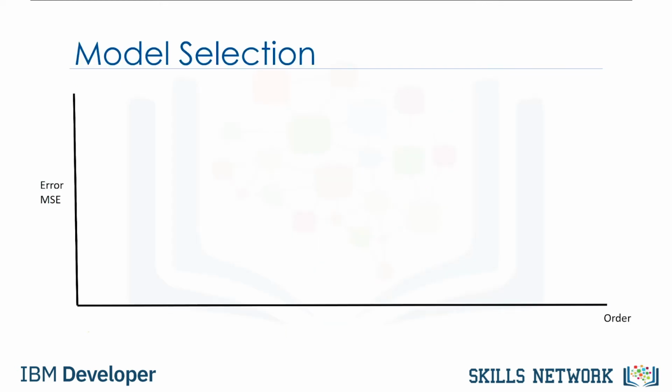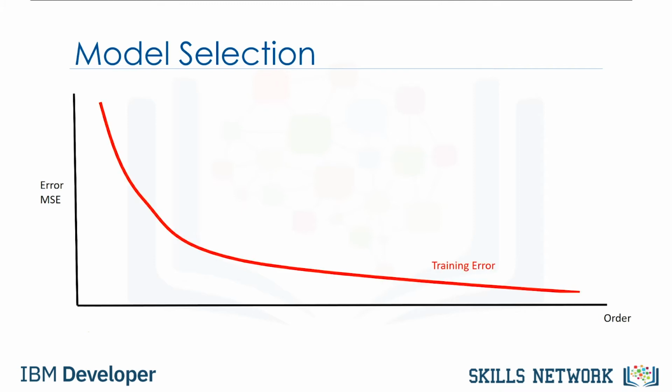Let's look at a plot of the mean square error for the training and testing set of different order polynomials. The horizontal axis represents the order of the polynomial. The vertical axis is the mean square error. The training error decreases with the order of the polynomial. The test error is a better means of estimating the error of a polynomial.